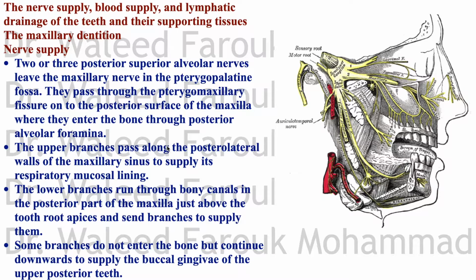The maxillary dentition nerve supply is through the superior alveolar nerves, and these nerves are the posterior, middle, and anterior superior alveolar nerves. They leave the maxillary nerve in the pterygopalatine fossa and pass through the pterygomaxillary fissure between the pterygoid plates and the maxilla, onto the posterior surface of the maxilla, and they enter through alveolar foramina in the maxilla.